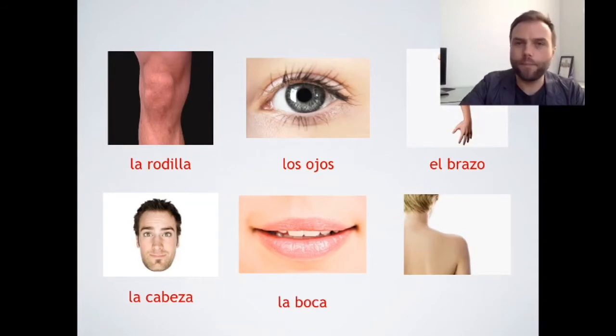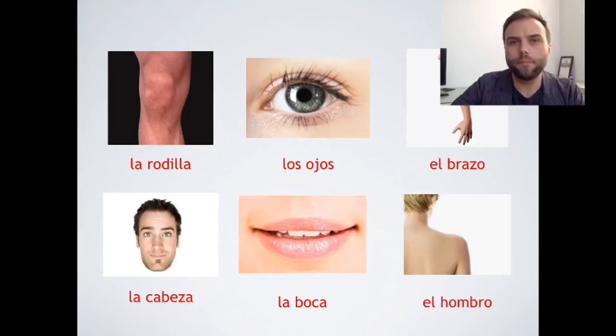La boca. And well done, el hombro. Okay, so well done if you got that right. I hope you tried to memorize in the class. Students get most of these correct because I give a few minutes to memorize the new words.